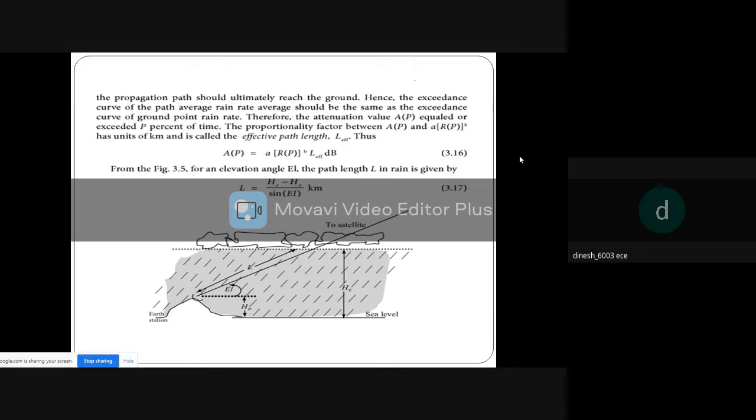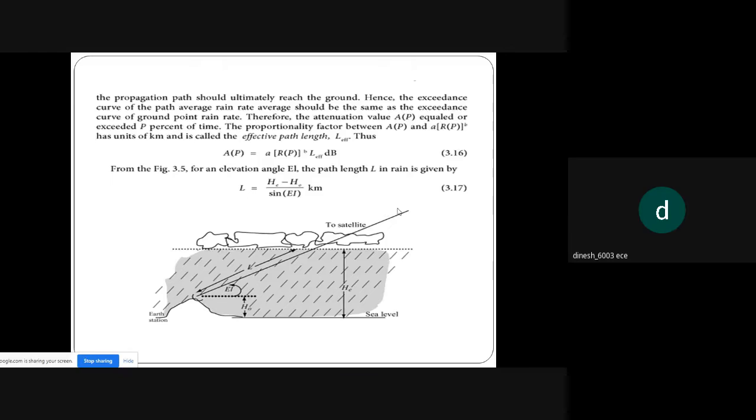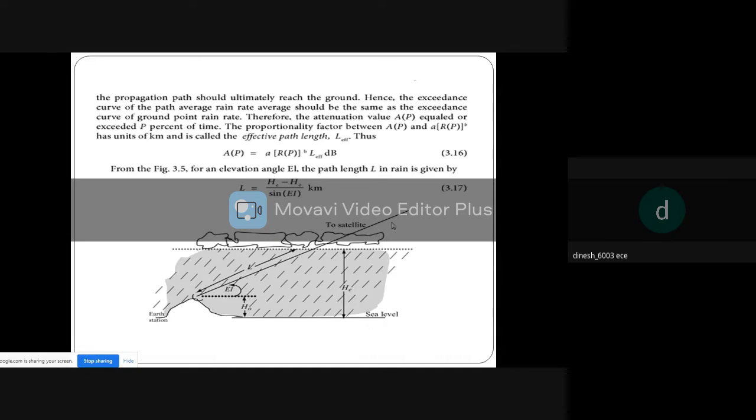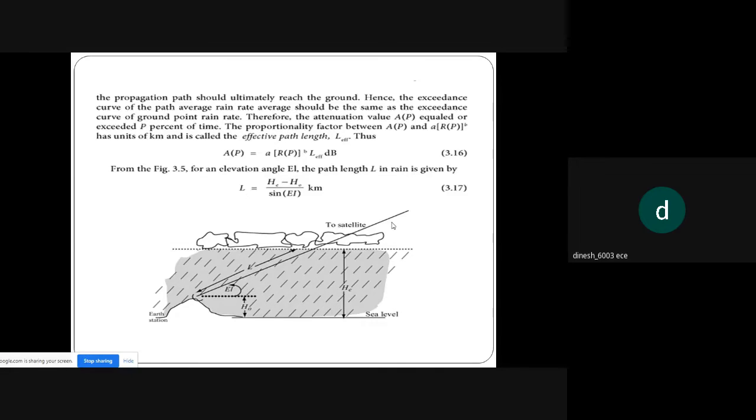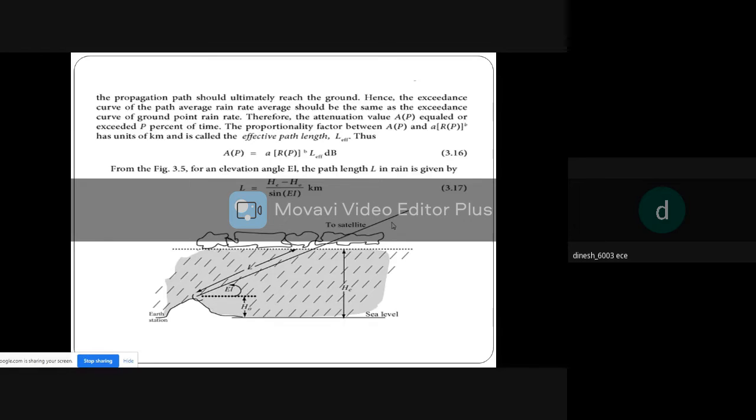So again, we have sea level, we have the Earth surface, we have the Earth station, the satellite in space, and we have the cloudy structures in between them. L is the path length, slant path length L, which can be calculated by He minus Ho divided by sine EL. EL is the elevation angle with respect to the Earth station.